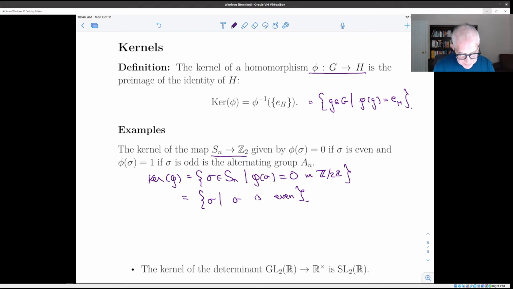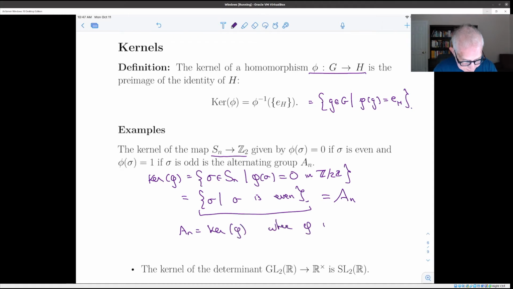The kernel of this map is actually something that we introduced before. It's a subgroup of the symmetric group called the alternating group. So the alternating group on n elements is the kernel of phi, where phi is the sign homomorphism.